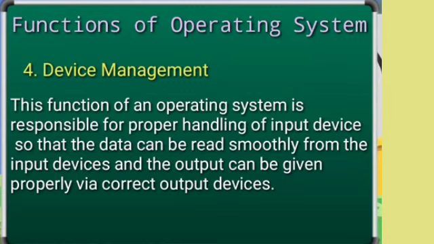Suppose you want the output to be seen on a monitor, or maybe you want a hard copy with the help of a printer. This correct output device is chosen by the operating system, and then the output is provided to you via the correct output device only. So that is a task of the operating system.